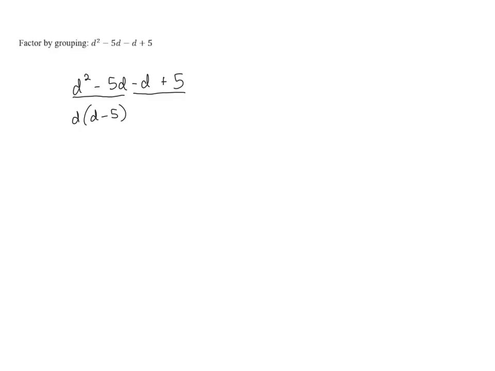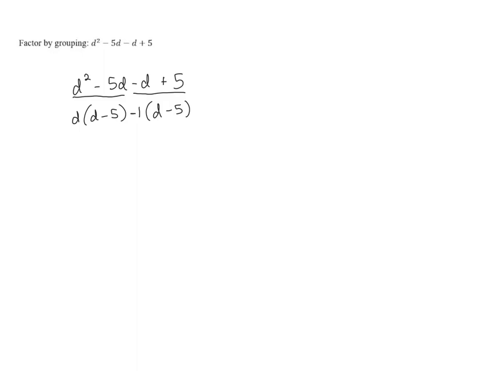When the signs don't match up, the thing that we do is we pull out a negative, and so we're going to pull out a negative 1. Let's see what happens when we pull out a negative 1. If we take this negative d and divide by negative 1, a negative divided by a negative is a positive, so we'll have positive d. And if we take positive 5 divided by negative 1, a positive divided by a negative is a negative, so we end up with negative 5.